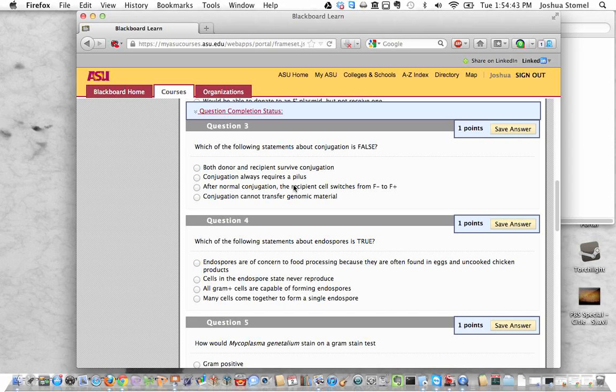After normal conjugation, the recipient cell switches from F- to F+. During normal conjugation, what's being transferred is the F plasmid itself. So the recipient cell ends up with an F plasmid and is now an F+ cell. It has the F plasmid. So those three things appear to be true. What about the fourth? Conjugation cannot transfer genomic material.